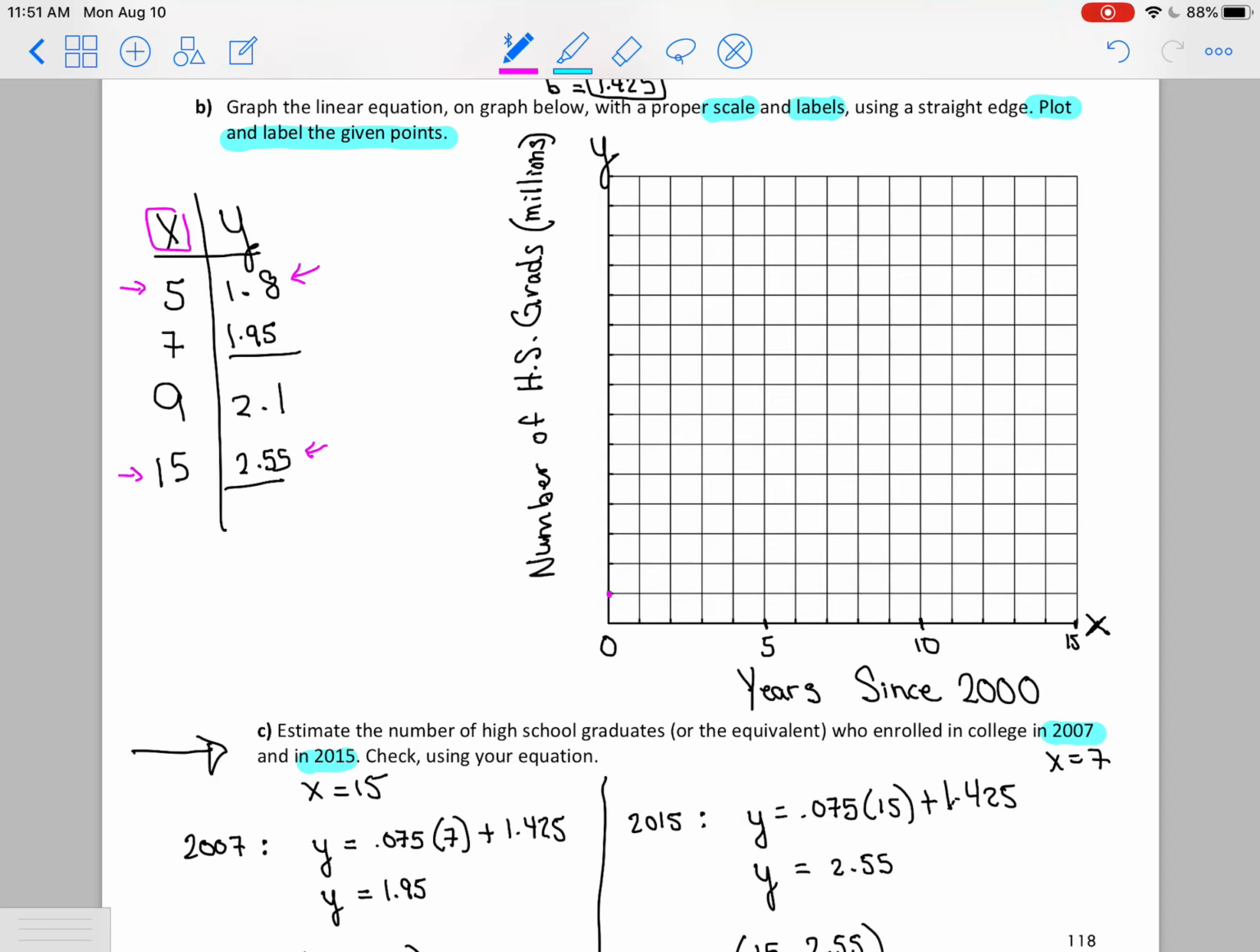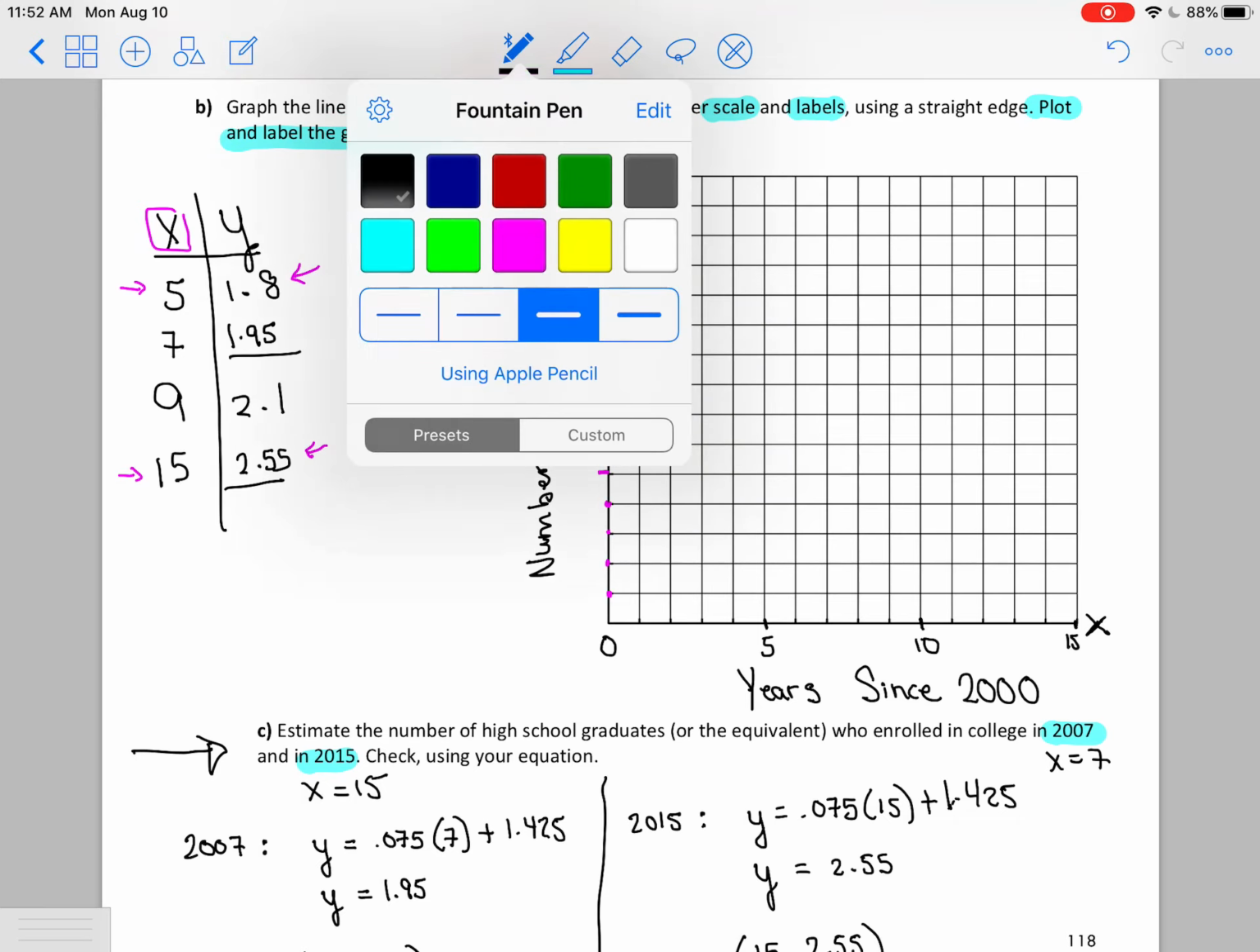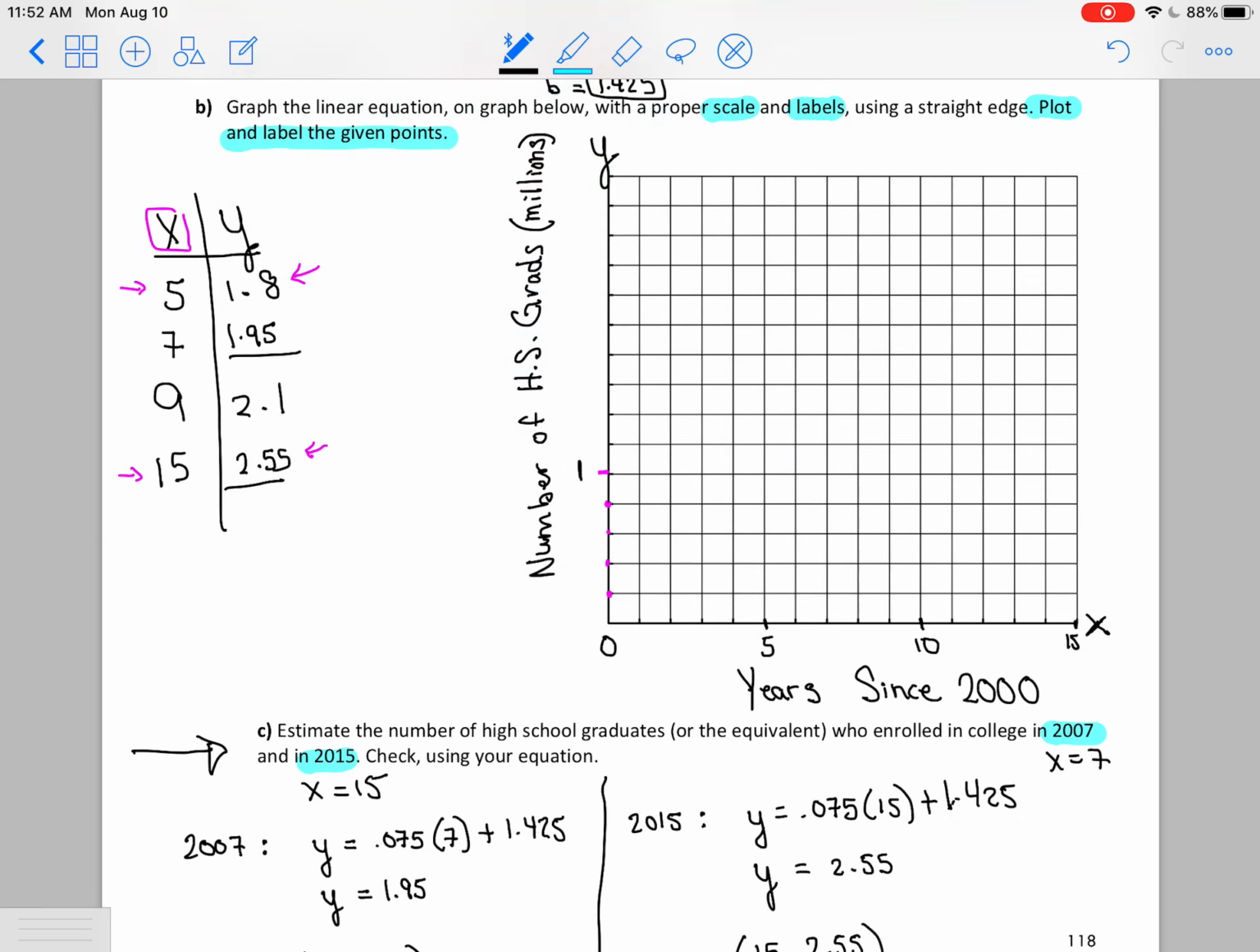So we've got 0.2, 4, 6, 8. This would be 1. I should have used my black. Sorry about that, guys. 1. And then we've got 0.2, 4, 6, 8. This would be 2, 2.2, 4, 6, 8, and 3. Perfect. All right, I think we're set.